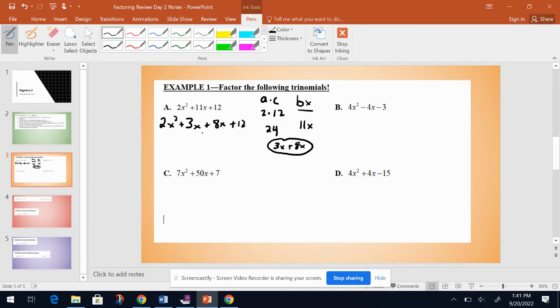So the key question you're asking yourself is, where did I get these two numbers from? Okay, all I'm doing is replacing 11x. Doesn't 3x plus 8x equal 11x? Yes. And then where did I get those from? It's from the factors of 24.